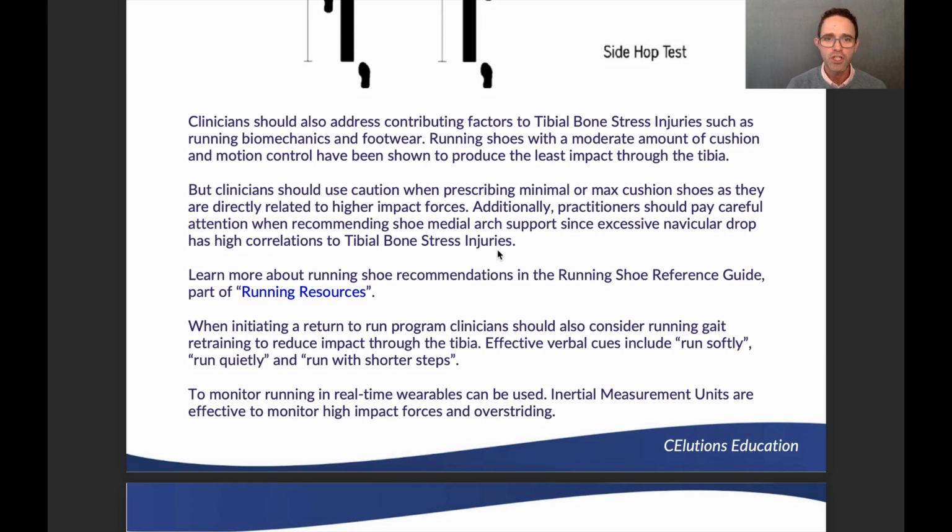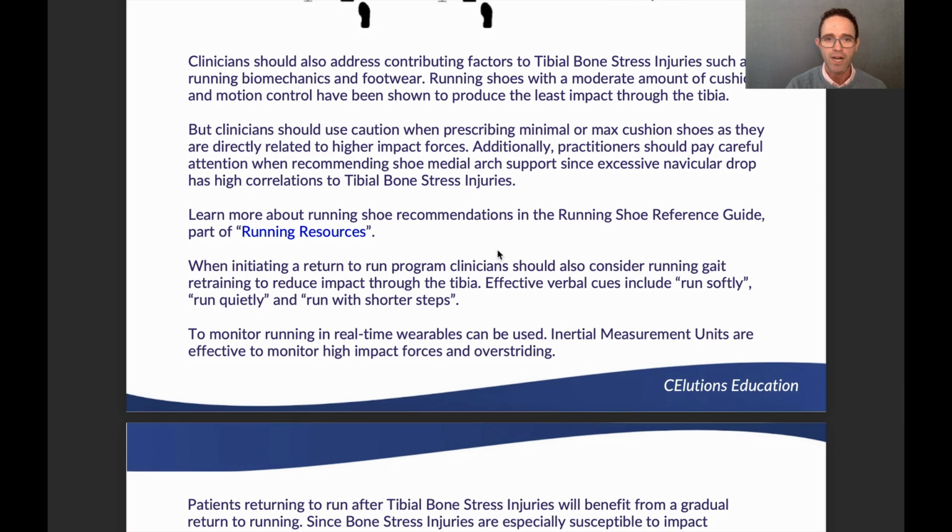So clinicians should also address these contributing factors to tibial bone stress injuries, such as running biomechanics and footwear. Now, running shoes is a big topic, and I'll quickly make a note here that running shoes with a moderate amount of cushion, moderate amount of control have been shown to produce the least amount of impact through the tibia. Really be careful when you're prescribing running shoes that are minimal or max cushion, because those are directly related to higher impact forces.